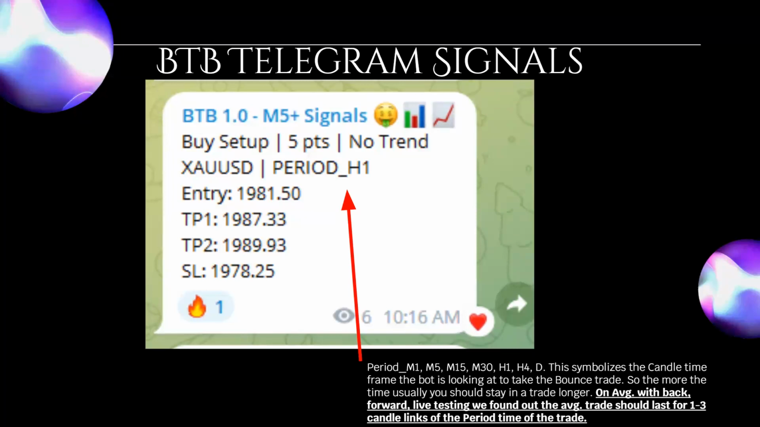So the more the time, usually you should stay in a trade longer. Remember that. So on average, when we looked at throughout history, when we live tested it, we noticed that 1 to 3 candles is the best time to be in the trade. In between the first candle, you can get out all the way to the third candle on average. So if this is an H1 trade, that means that you're talking about staying in this trade for like an hour to 3 hours. And then if it doesn't do what you want it to do, you might as well just get out of the trade, right? That's how it kind of works out with the 1 to 3 hour average. You can stay in longer.